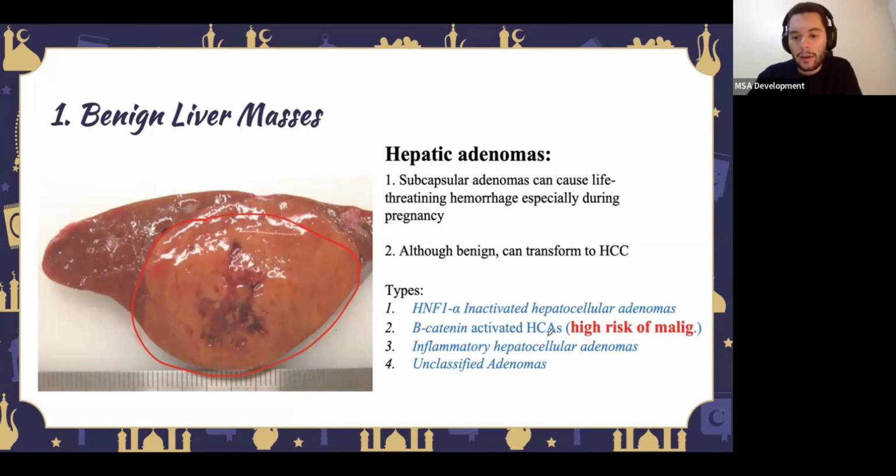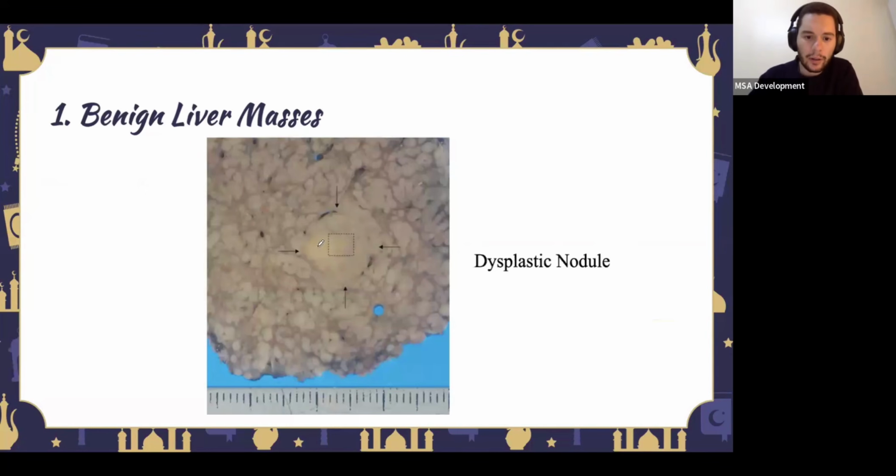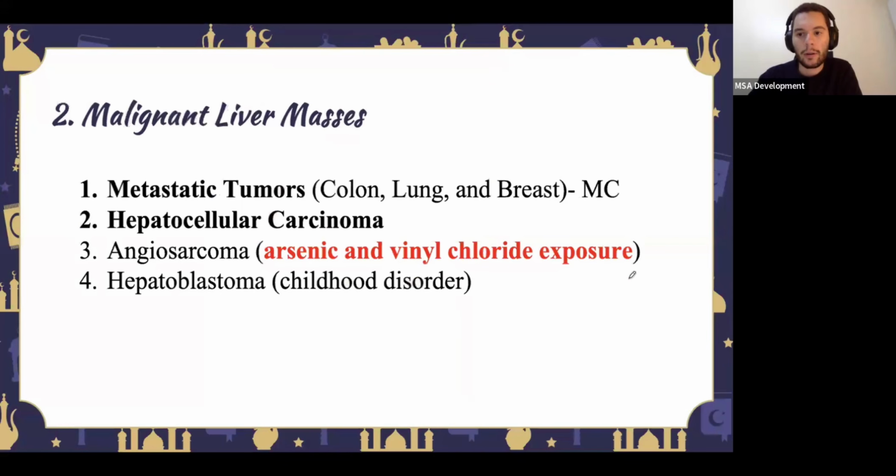Beta-catenin activated hepatocellular adenomas, those are at high risk of malignancy. It happens in women and men. Then you have inflammatory hepatocellular adenomas. This has a low risk of malignancy. And then finally, you have unclassified adenomas. Right. And over here, you can see this dysplastic nodule, compared to all the nodules, this is a very cirrhotic liver. All the other nodules are typically smaller in size, but this one is taking a larger size. So this is a dysplastic nodule that has a chance of transforming into hepatocellular carcinoma.